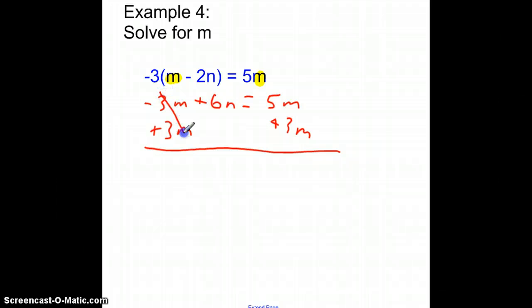Over here, negative 3m, positive 3m. It's going to cancel each other off. So we have our 6n remaining. 5m plus 3m is 8m.